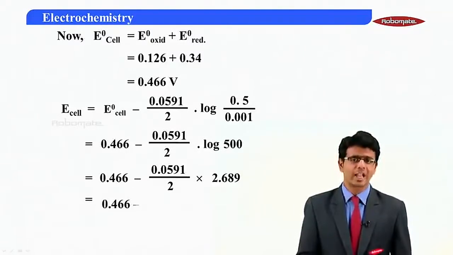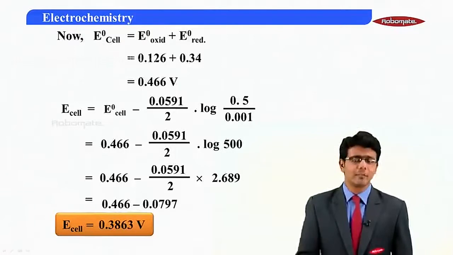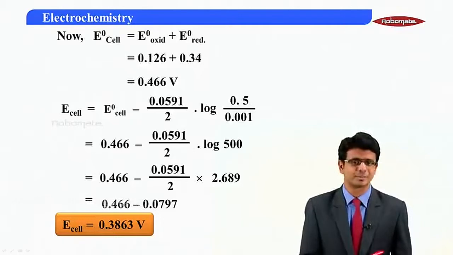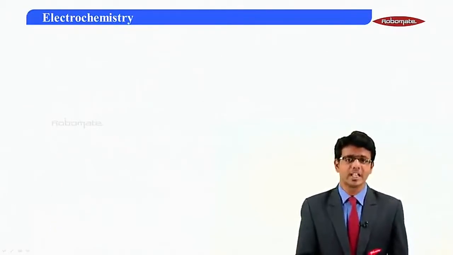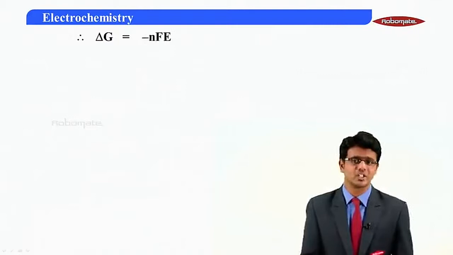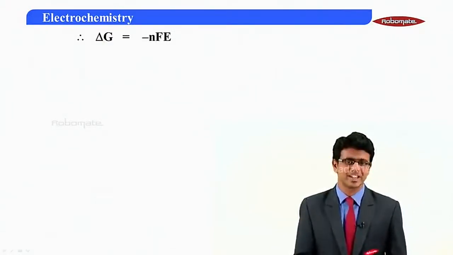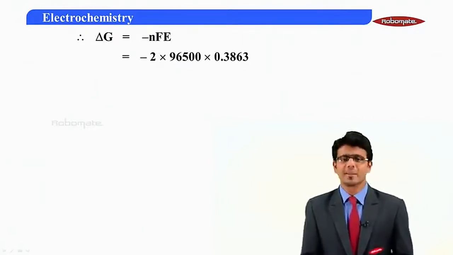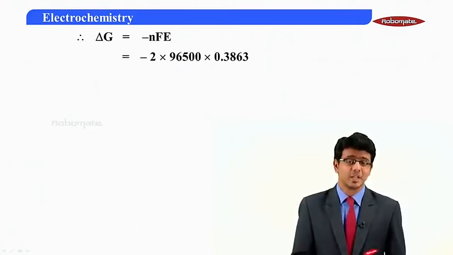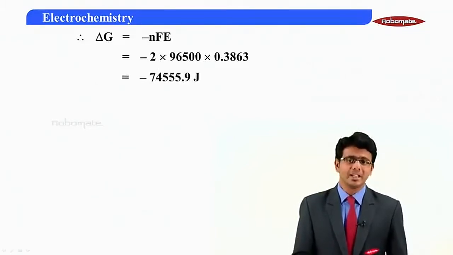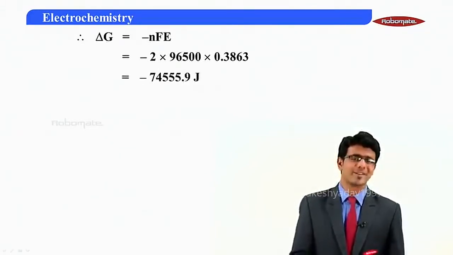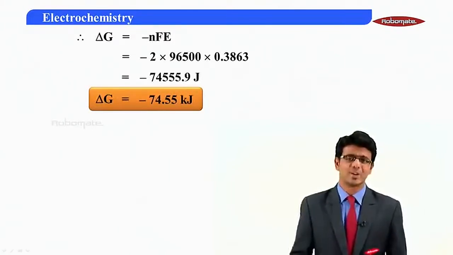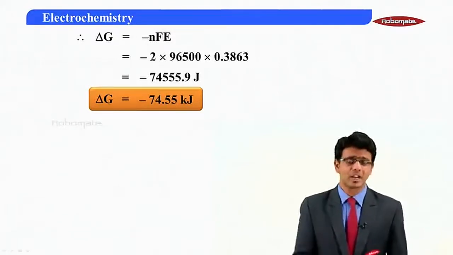So going ahead with the calculation part here, the answer for E cell we get is 0.3863 volts. Okay. So once we have got the value of E cell, we can easily find the value of delta G, which is minus nF E cell, isn't it? So substituting the values, minus 2 into 96500 into 0.3863, which gives us the answer as minus 74,555.9 joules, which is precisely minus 74.55 kilojoules. So that was the answer for delta G.